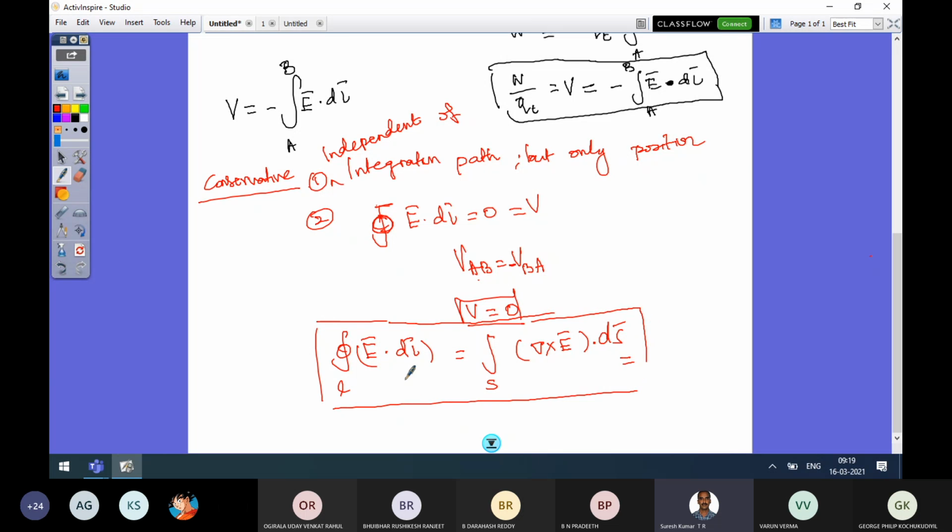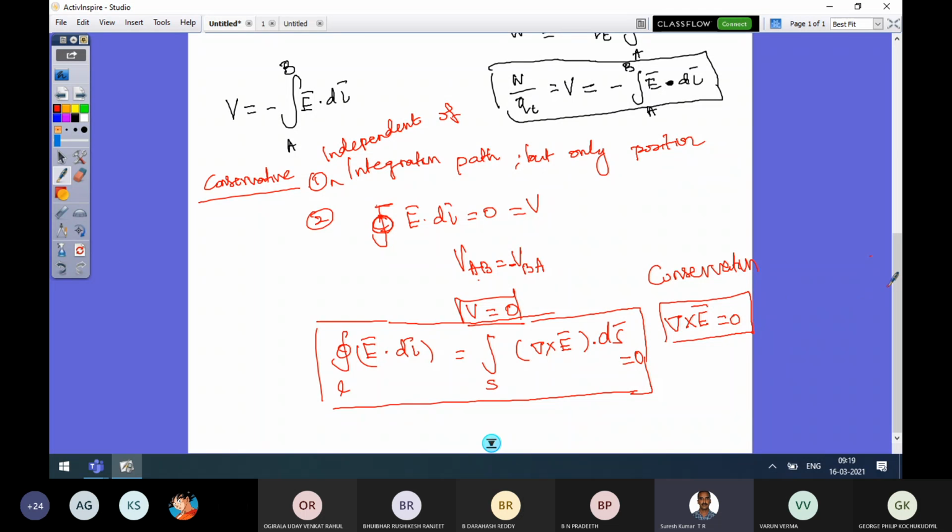So what will this be? Just now we said that for a closed line integral of E vector dot dl vector, in a closed path the total work done will be zero. So from this we can say curl of electric field is zero. So if a field is conservative, curl of the vector will be zero. This is how we can prove it. This is one point.